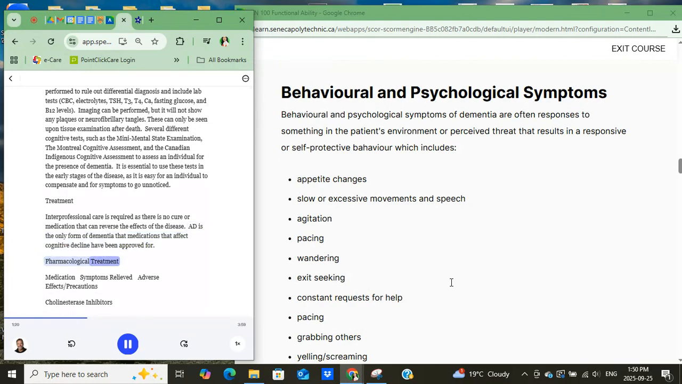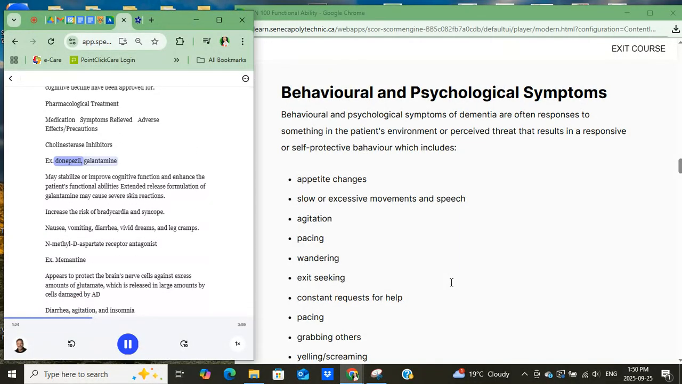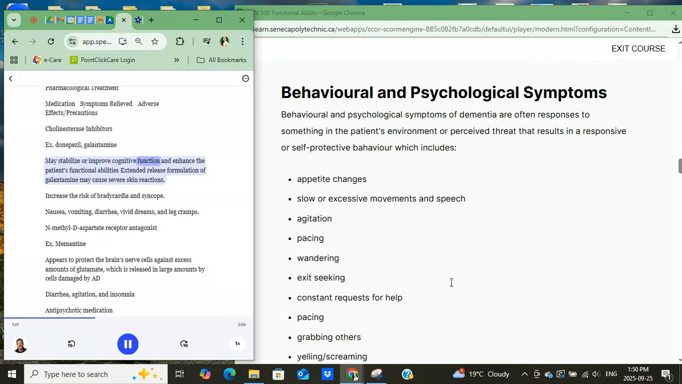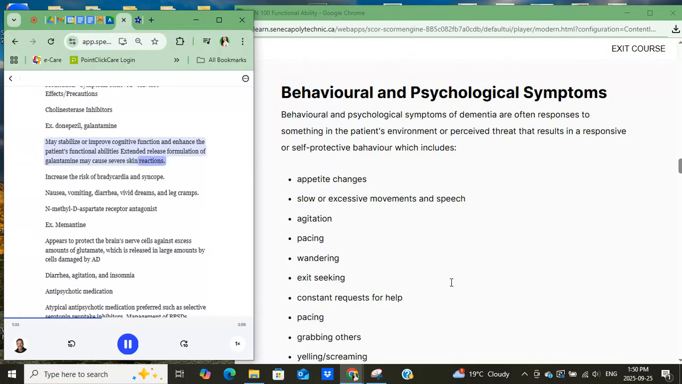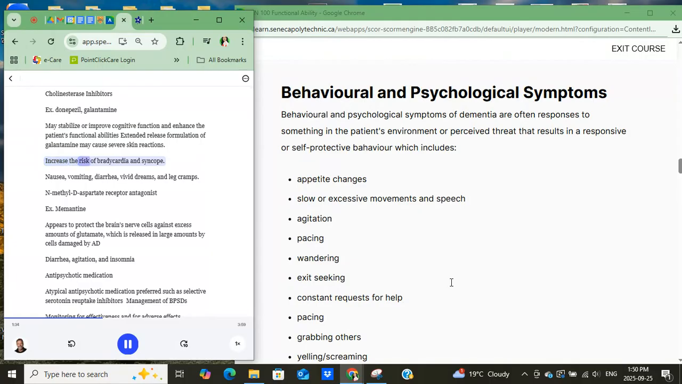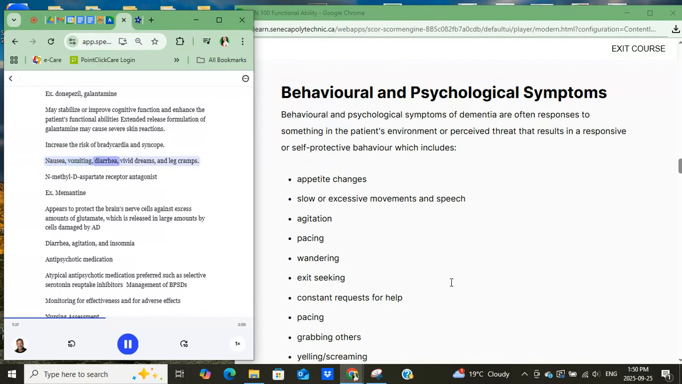Pharmacological treatment. Medication, symptoms relieved, adverse effects, precautions. Cholinesterase inhibitors, for example donepezil and galantamine, may stabilize or improve cognitive function and enhance the patient's functional abilities. Extended release formulation of galantamine may cause severe skin reactions, increase the risk of bradycardia and syncope, nausea, vomiting, diarrhea, vivid dreams, and leg cramps.